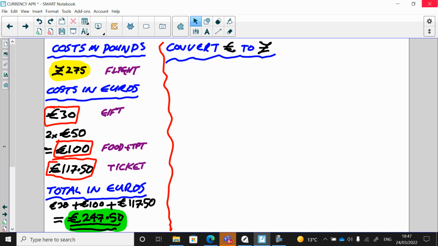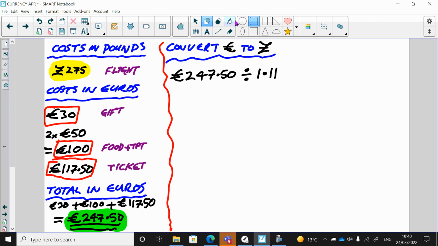So I need that exchange rate. I think it was 1.11 euros for every pound. I'm sure I'm right. So take that figure 247.50, and because we're coming from another currency back to pounds, remember you need to divide here. Divide by 1.11. So when you put that in your calculator, 247.50 divided by 1.11, I don't think that's going to be a nice answer. Just round it to 2 decimal places, see what you get, and stick a pound sign on it.